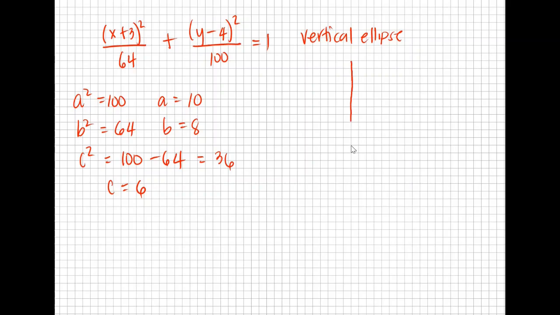So since we have a vertical ellipse, and this ellipse is centered at, same with the circle and parabola, if we have positive 3 here together with x, we have negative 3. And if we have negative 4, we have positive 4. So we have 1, 2, 3, 1, 2, 3, 4. So you have negative 3, positive 4 as the center of the ellipse. And we have a vertical ellipse here.